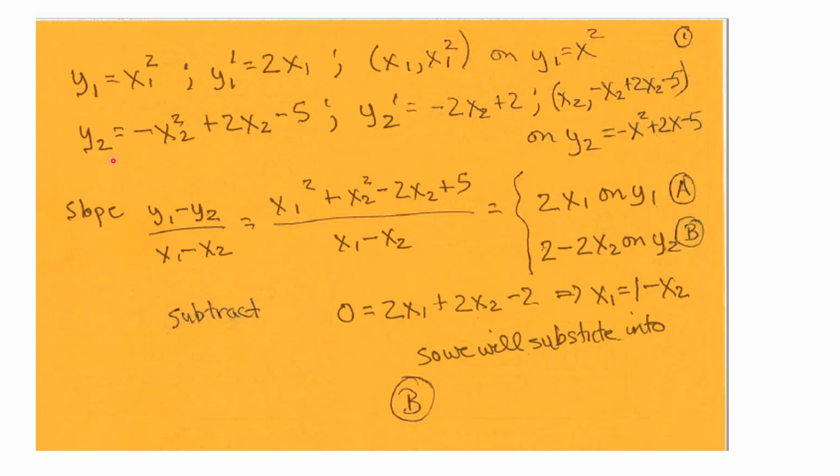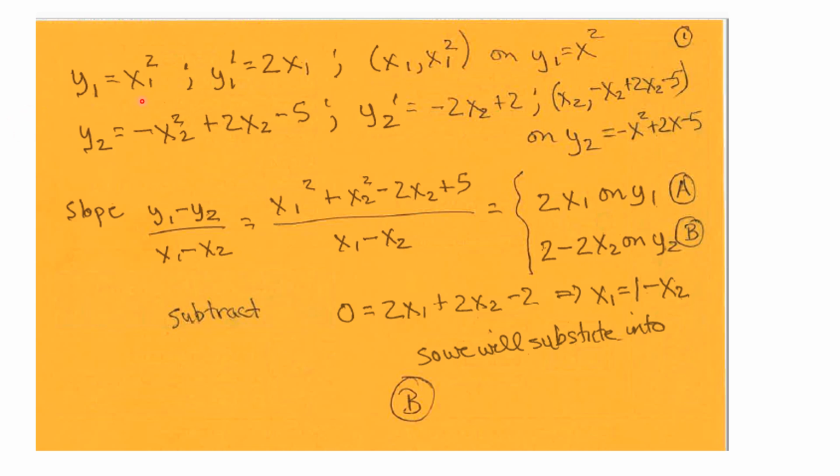Now for y2, it works similarly. This is y2. The point of tangency is (x2, y2). And so we have y2 is equal to minus x2 squared plus 2x2 minus 5. You take the derivative, that means y2 prime is equal to minus 2x2 plus 2. And on this curve, y2, these coordinates look like x2, and that is minus x2 squared plus 2x2 minus 5.